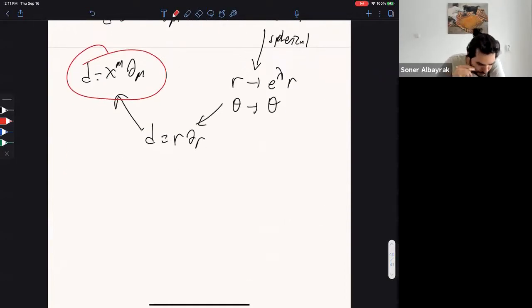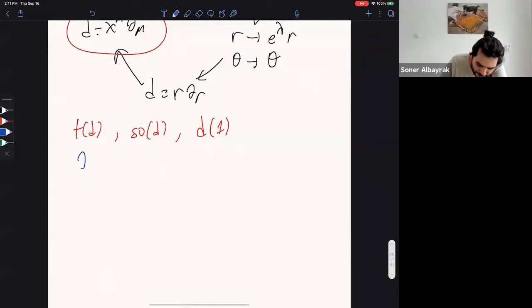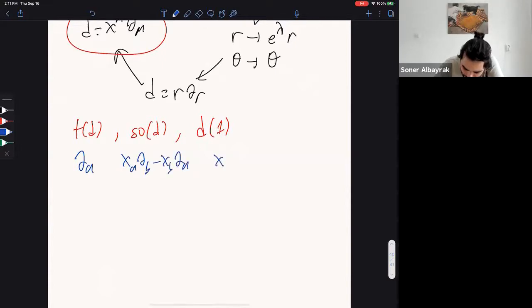So in summary, we had translation, rotation, and dilation algebra. Dilation is generated by x A del A, and rotations by x A del B minus x B del A. It's summed over, but anyway, x A del A, it's Euclidean. So these are the subalgebras.